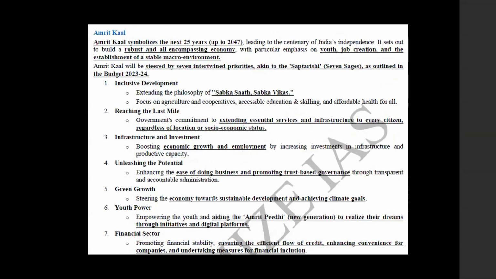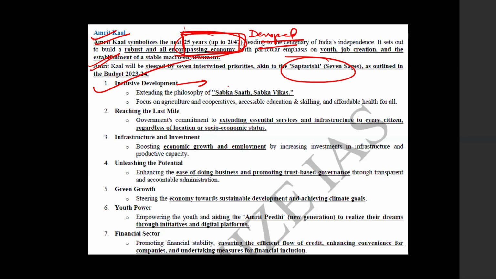Next, Amrit Kal. Amrit Kal is the 25 years. The next 25 years is the Amrit Kal of India. Amrit Kal will be the period where we become from a developing to a developed country. And this Amrit Kal given in the budget has 7 stages. What are these? Inclusive development. So inclusive growth can be asked. Inclusive growth is a growth which includes everyone.